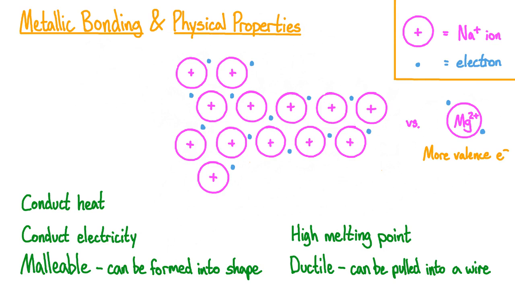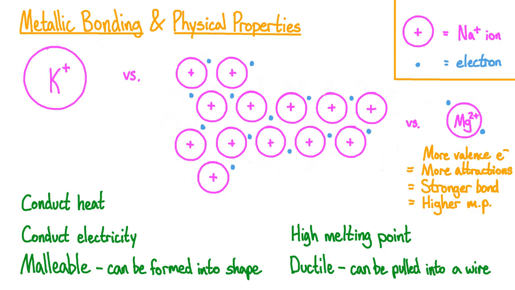So, how does this difference in the number of valence electrons affect the melting point? Well, more valence electrons means there are more particles for the positive ions to be attracted to. This increases the strength of the metallic bond, which leads to a higher melting point.